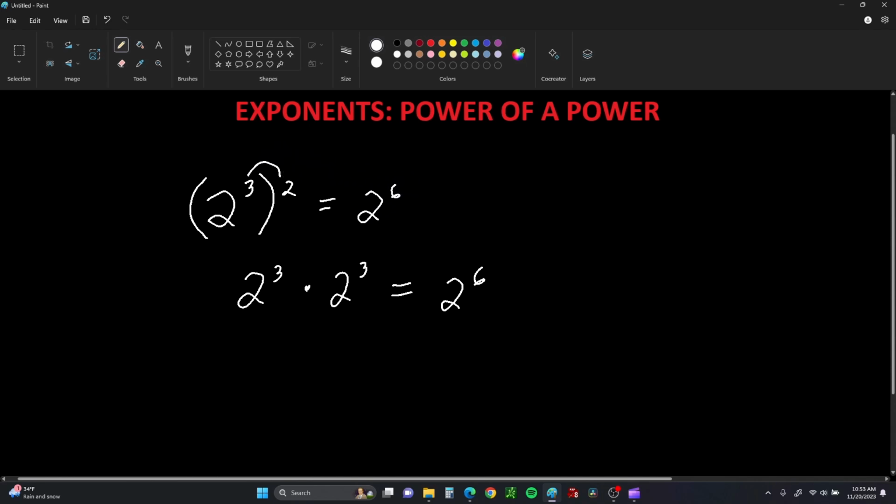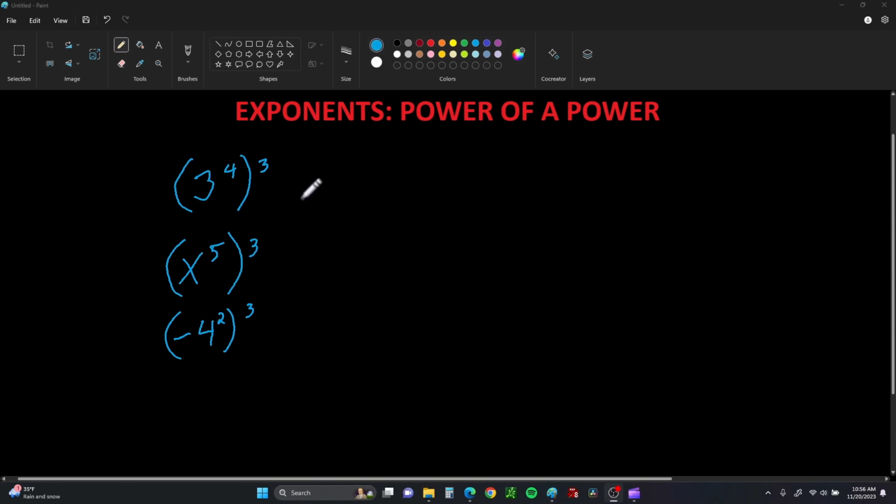Let's take a look at a couple of examples. In this first example, the base is 3, and this would be 4 times 3, or 12. This is actually 3 to the fourth times 3 to the fourth times 3 to the fourth, and this could actually be calculated. We're not going to do that now. And x to the fifth raised to the third power, we would just simply multiply the exponents. And in this last example, we have a base of -4 raised to the power of 6. And again, like the first example, this one can actually be calculated.